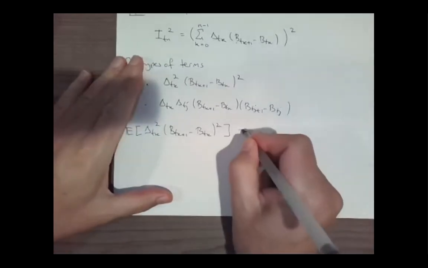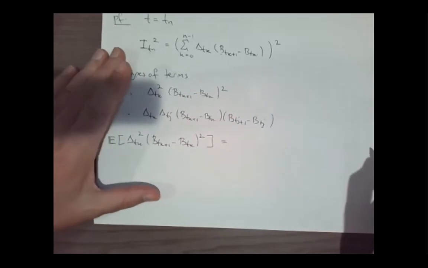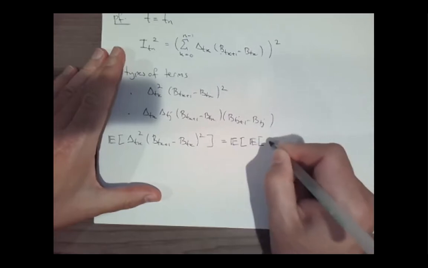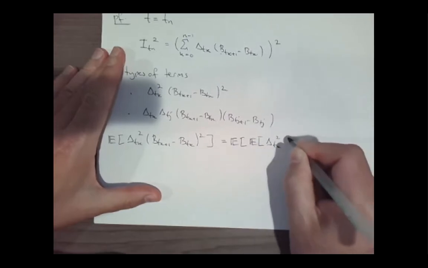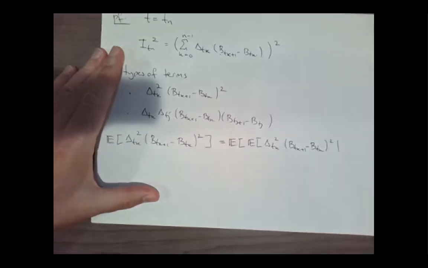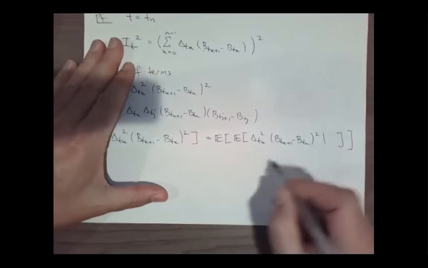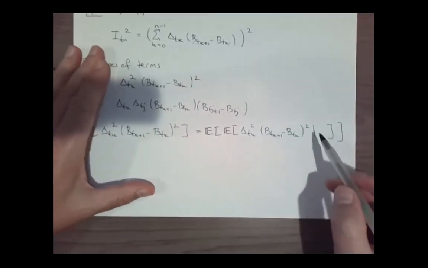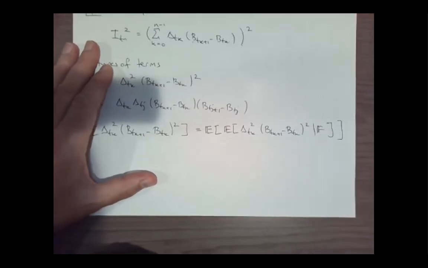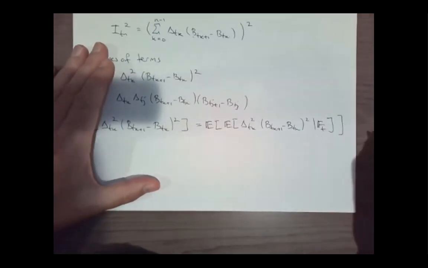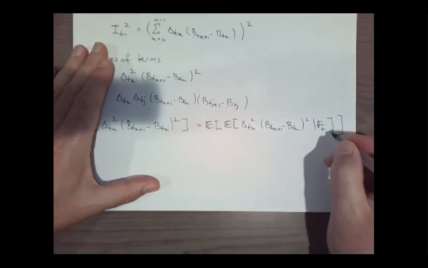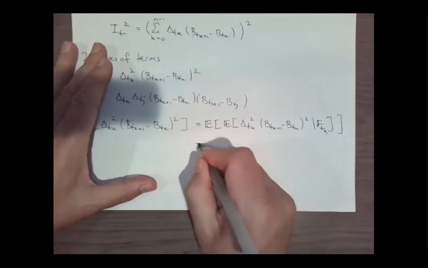Well, we've done it before. When in doubt, use iterated expectations. So let's plug in another conditional expectation in here. What should we condition on? Should be something with F, t_{k+1}. Then everything inside is going to be measurable. And then what would we get?